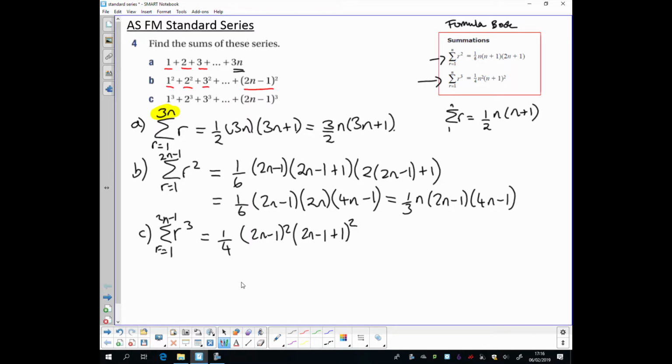And then we're just going to simplify that. And this can be simplified even further. Good. 4 is going to cancel. And there we go. That's how we can add up this type of series.